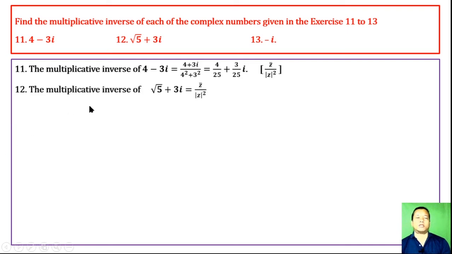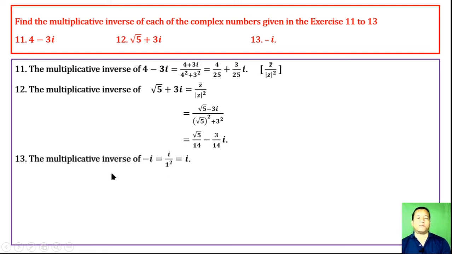For 12, the multiplicative inverse of this, using this formula, we get, whose value z bar is this, and modulus of z square is this, and simplify, we get root over 5 by 14, which is the real part. The imaginary part is minus 3 by 14 times i. For 13, the multiplicative inverse of minus i is i by 1 square, which is i.